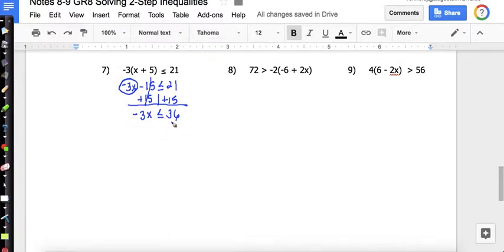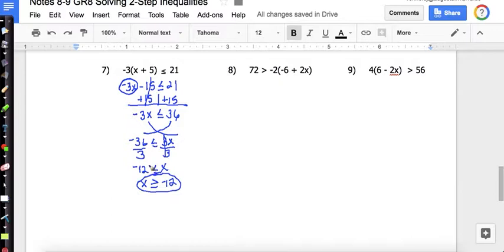Now I'm going to rewrite this, so I'm going to draw these. The opposite of 36 is negative 36 is less than or equal to 3x. Okay, one last step. The opposite of multiplication is division. 3 divided by 3 is a 1 in disguise, and negative 36 divided by 3 is negative 12 is less than or equal to x, or read it backwards, x is greater than or equal to negative 12.